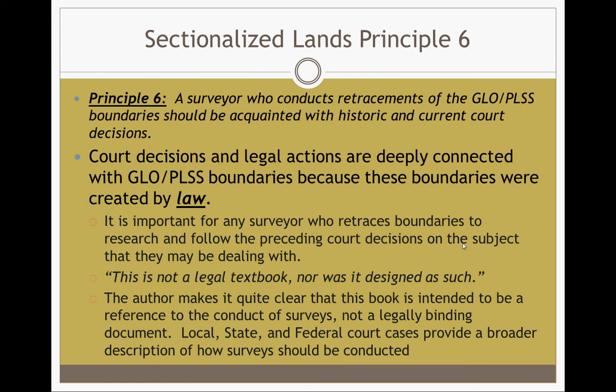It's important that we look at it from this standpoint as surveyors, that we're not supposed to know the law, or practice law rather, but we're supposed to know the body of the law and understand the basics behind the law that we are looking at.